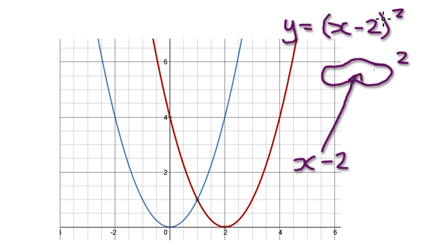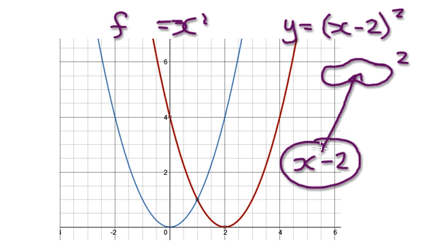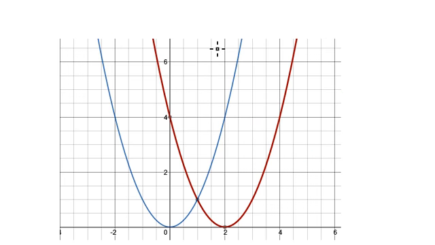So you can visualize this red line as a function, okay? You can visualize this red line as something squared, but we are going to put x minus 2 into this something. So we are putting something into the function. It's really hard for me to explain this, but hang on.